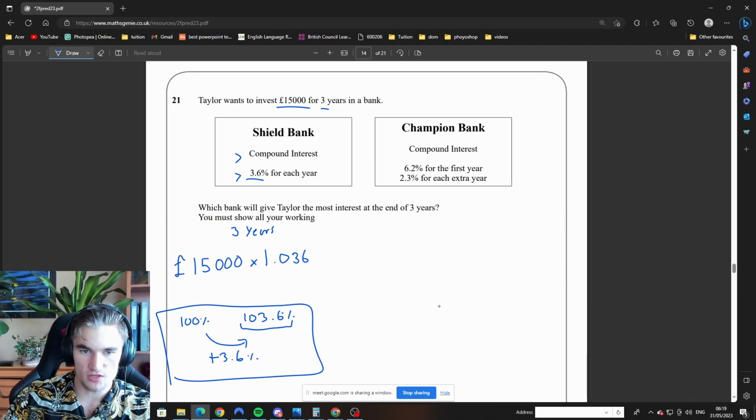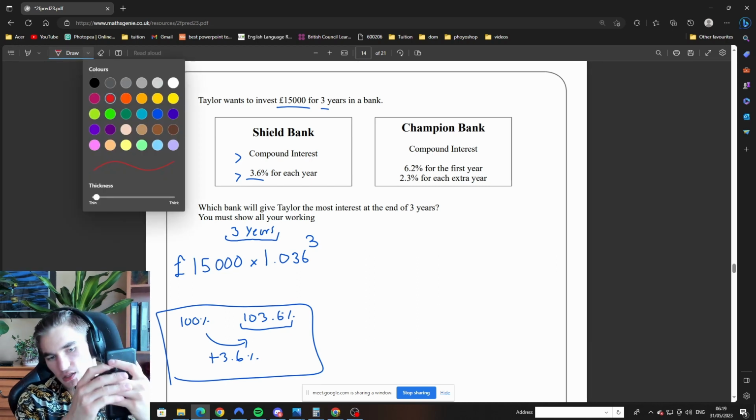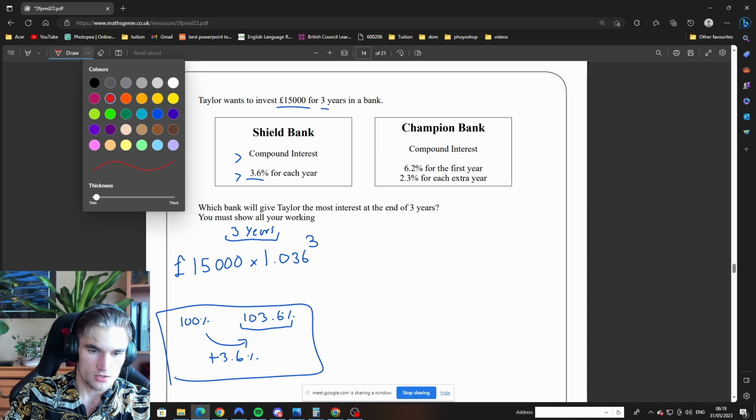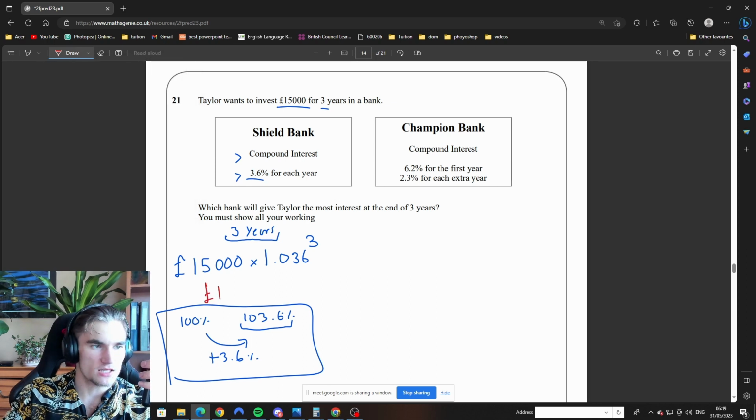And now I'm told that he's going to do it for 3 years, so I need to do it to the power of 3. So how much is this guy going to make with the Shield Bank? He's going to make 15,000 times by 1.036 to the power of 3. So he's going to make 16,679.02.